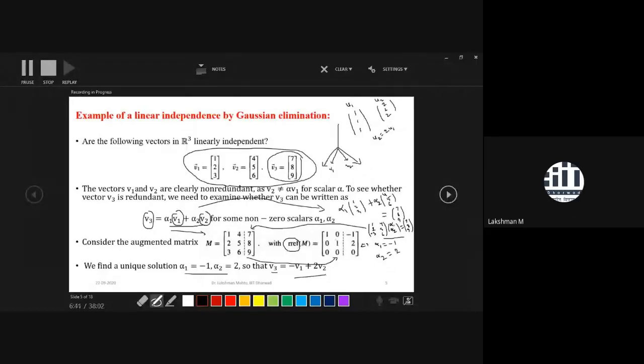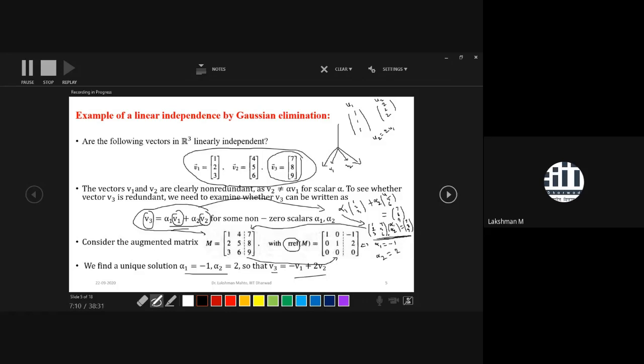No, no, no. It is here. What is unknown? Unknown is alpha 1 and alpha 2. So just focus on this linear combination. We don't know for what alpha this linear combination will give V3. So here alpha 1 and alpha 2 we don't know. That's why it has been written in terms of this one. This is called a system of linear equations.